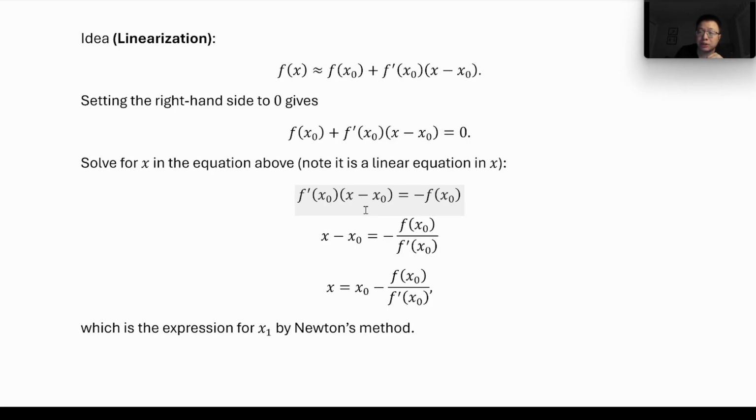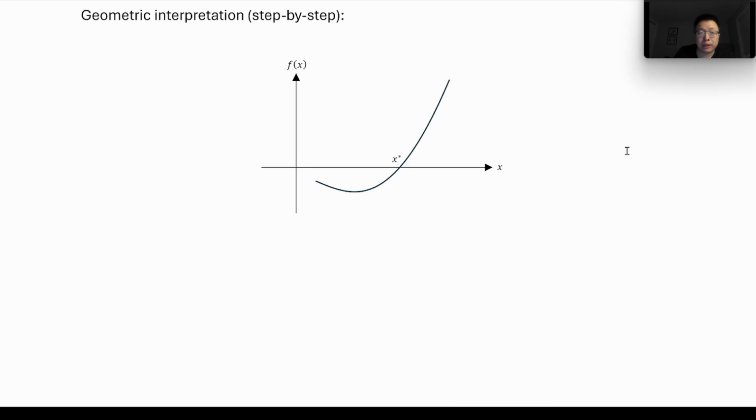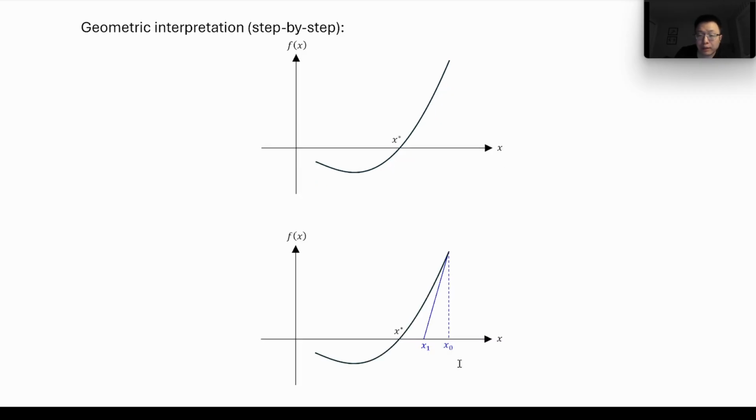with arbitrary precision. And now let's look at a geometric interpretation of the algebra we just did. So here we have a nonlinear function f of x, and here's the x star on the x-axis. That is the exact solution of f of x equals 0. But now suppose we pick an initial guess, x0. If x0 just happens to be the exact solution, then we're done. But this is almost never the case in practice.